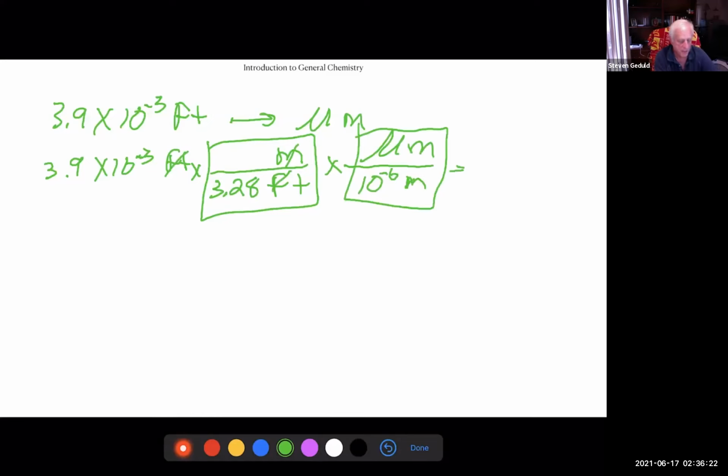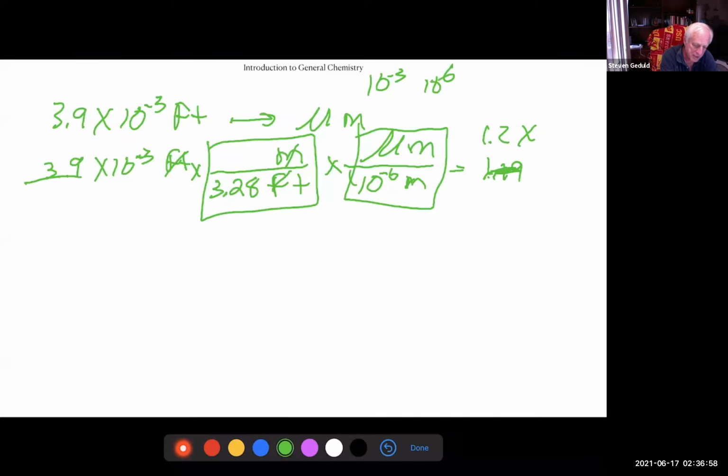So the math: remember I said on the top you multiply, the bottom you divide. Let's do everything except for the exponents. 3.9 divided by 3.28 comes out to 1.19, or actually 1.2, because there's only two significant figures here. Then you have 10 to the minus 3, and we bring up 10 to the minus 6, so that becomes 10 to the 6. Minus 3 plus 6 is 10 to the 3rd. And this is micrometers.